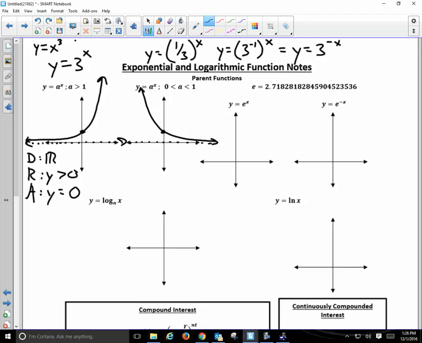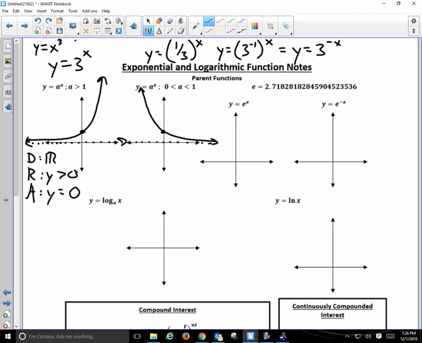Bacteria, on the other hand, doesn't just decide, oh, well, it's Saturday, I guess I'll grow some more. It just grows all the time, right? Like mold on a bread, right? It's not going to say, no mold on Sundays. It doesn't work like that. It just continues to grow. E is the base that we use to represent continuous growth.